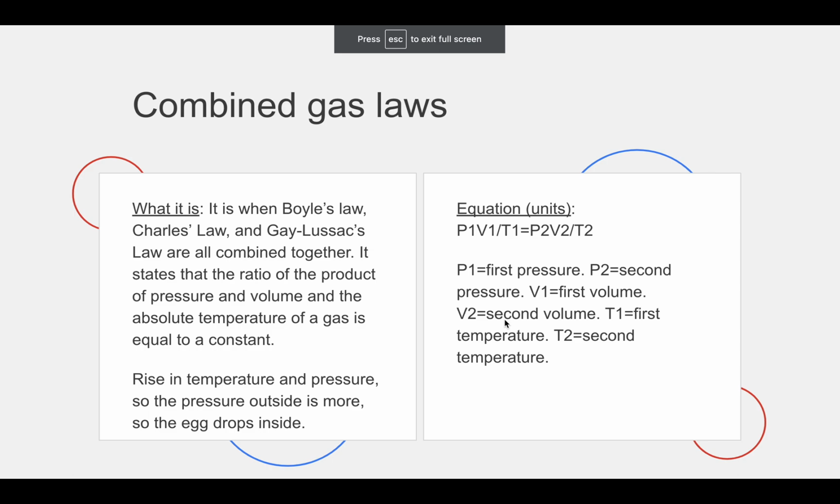So the next law I'll be talking about is the combined gas law. It's basically Boyle's law, Charles' law, and Gay-Lussac's law all combined into one. It states that the ratio of the product of pressure and volume to the absolute temperature of a gas is equal to a constant. So a rise in temperature and pressure is basically the same pressure as the outside, as seen from the egg experiment, which I'll be demonstrating later. So the equation would be the first pressure times the first volume over the first temperature, equal to the second pressure times the second volume over the second temperature.